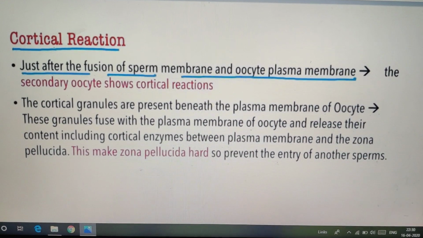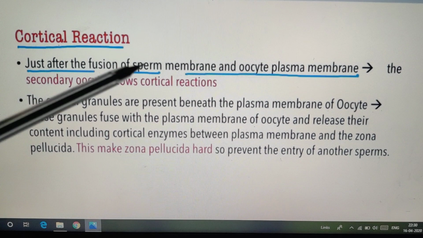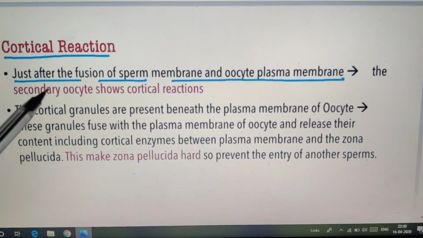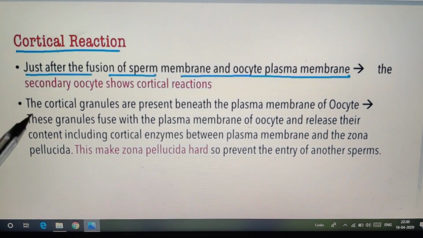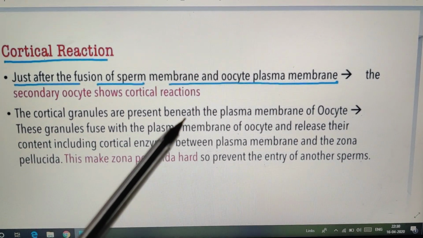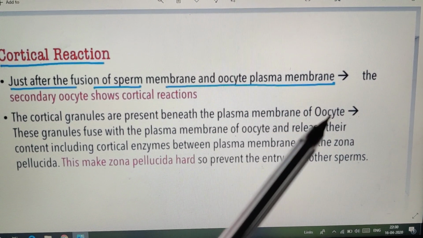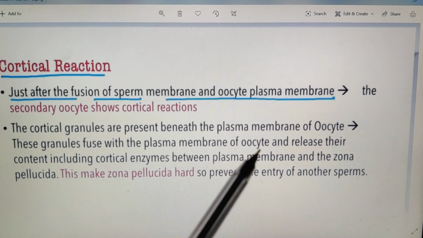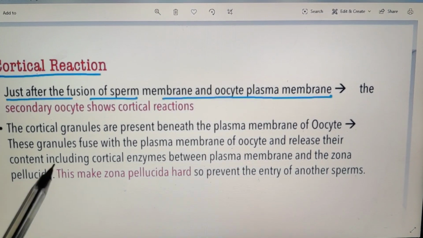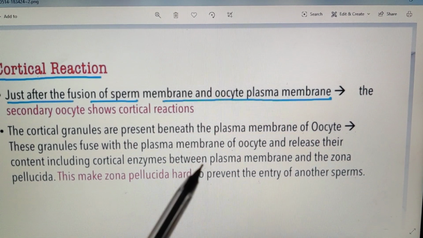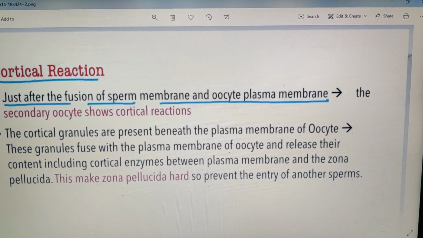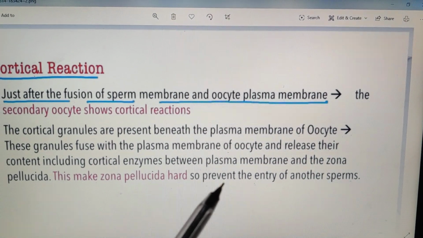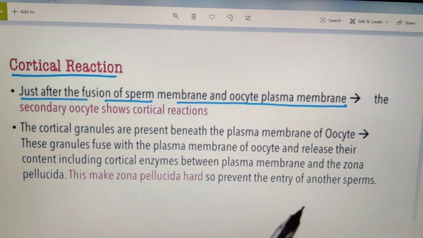So the cortical reaction occurs just after the fusion of the sperm membrane and the oocyte plasma membrane. The cortical granules are present beneath the plasma membrane of the oocyte. These granules fuse with the plasma membrane of the oocyte and release their contents, including cortical enzymes, between the plasma membrane and the zona pellucida. This makes the zona pellucida hard, so it prevents the entry of another sperm.